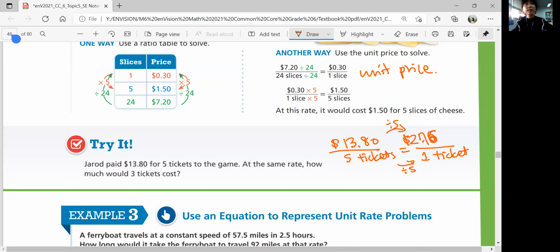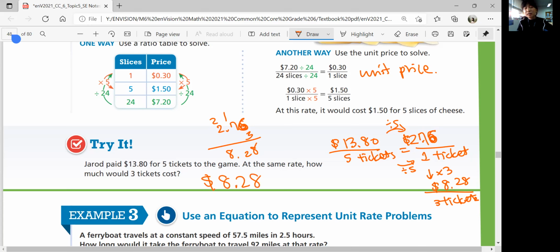$2.76 per ticket. Using this unit rate, we're going to multiply by 3 for three tickets. 2.76 times 3 is 8.28. I keep writing 6 by 3, and then we have $8.28. That is your answer.